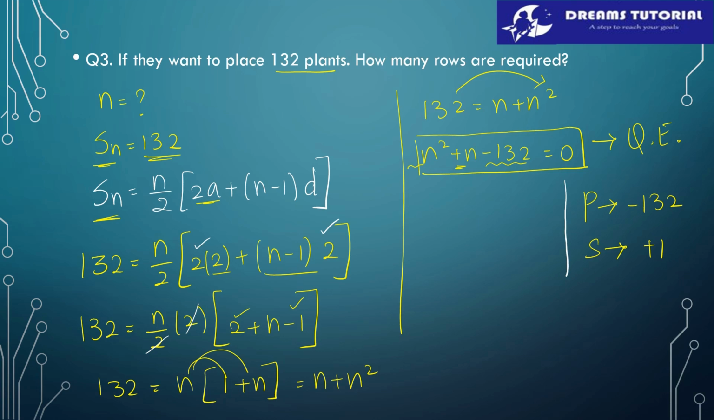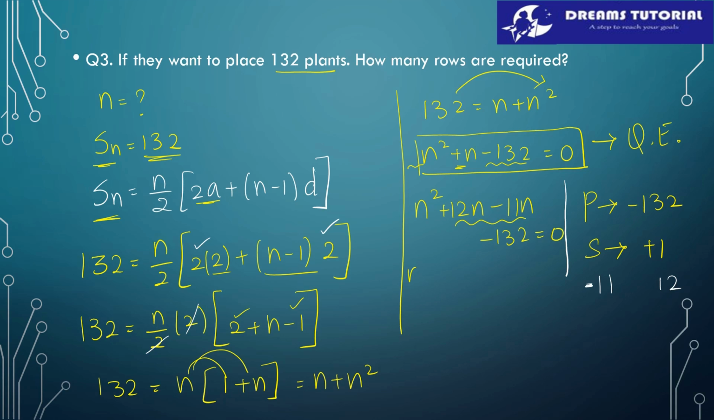Of course, 11 into 12 is 132, but we want minus 132 in the product and sum should be plus 1. So of course we would have to place the minus for the smaller number, which is 11 here. So minus 11 and 12 would be the numbers that we are choosing. So once you're done writing this, what is the next step? The next step is going to be n square plus 12n minus 11n minus 132 is equal to 0. We have just split the middle term.